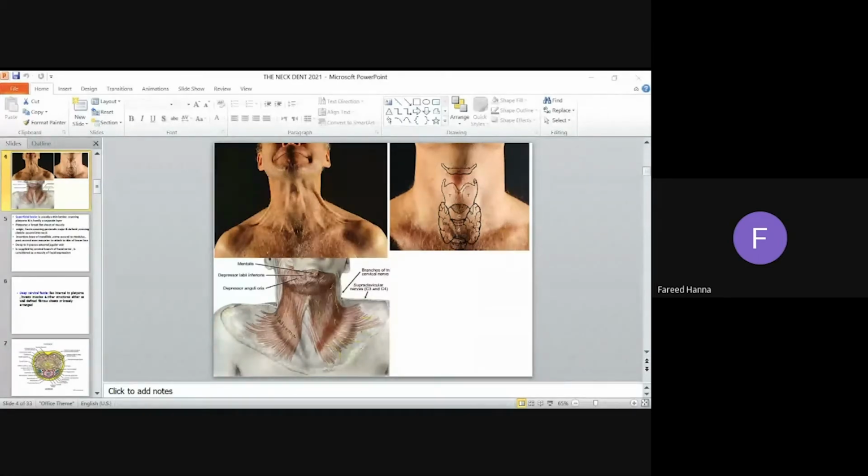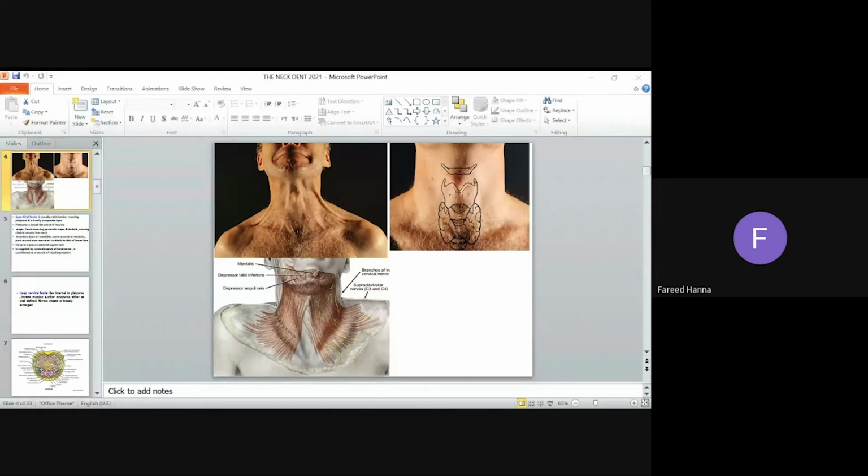hyoid bone. This is the thyrohyoid: from the hyoid bone, it descends to be attached to the oblique line of the thyroid cartilage, and then from the oblique line of the thyroid cartilage toward the sternum, we have the sternothyroid muscle. So this is a continuous muscle lying deep to sternohyoid, formed of two portions. Thyrohyoid from the thyroid to the hyoid bone, and sternothyroid from the sternum to the oblique line of thyroid cartilage.